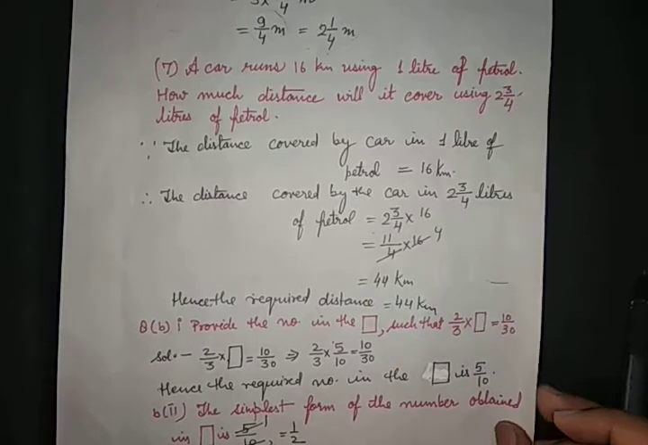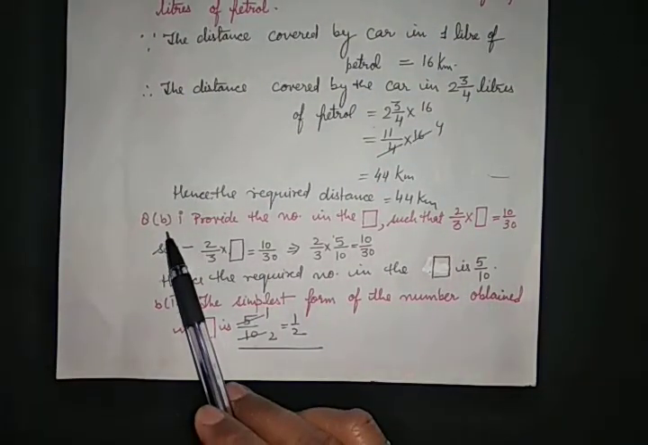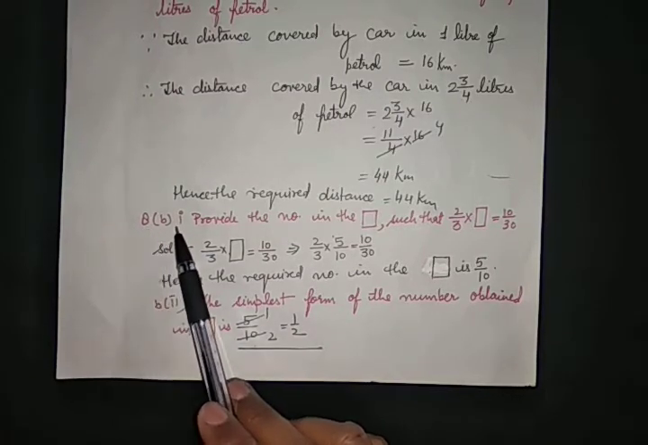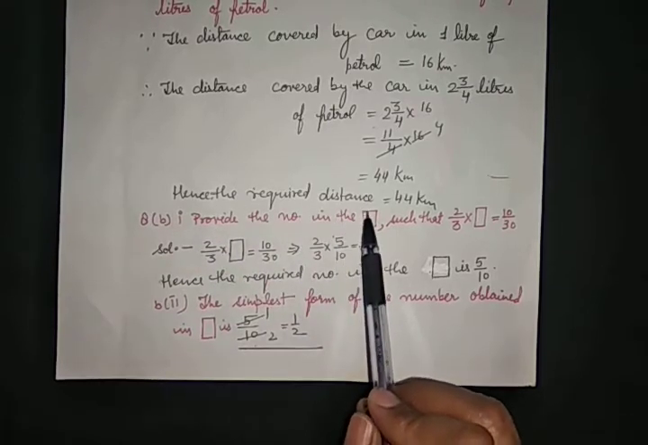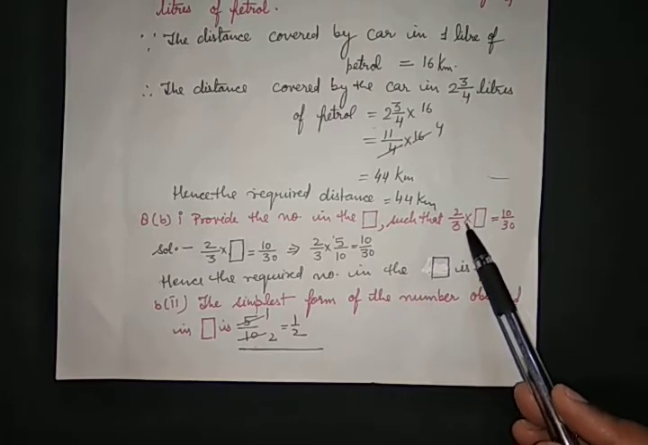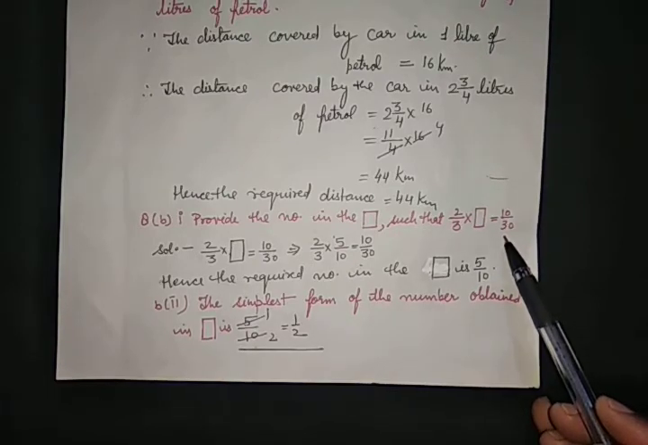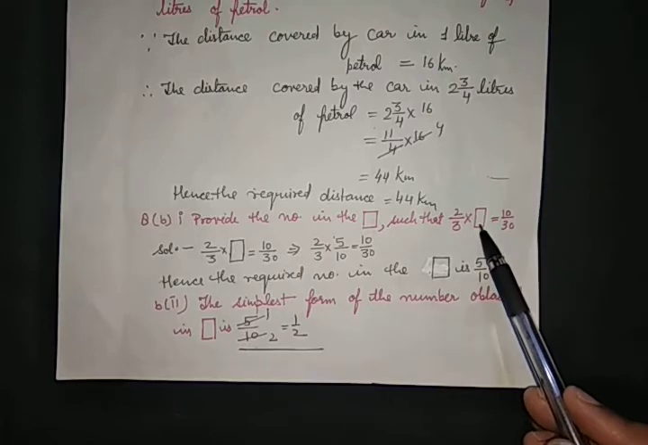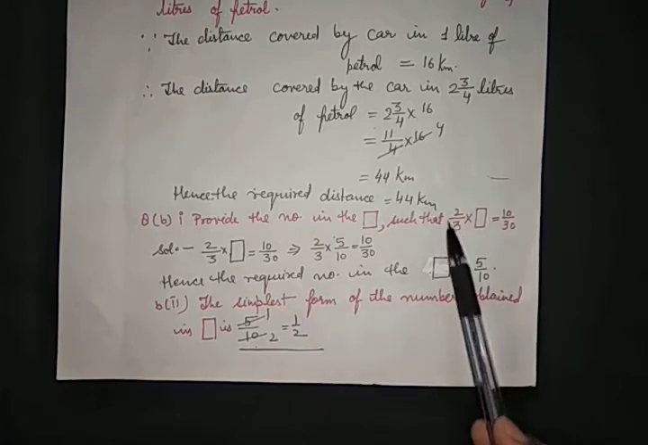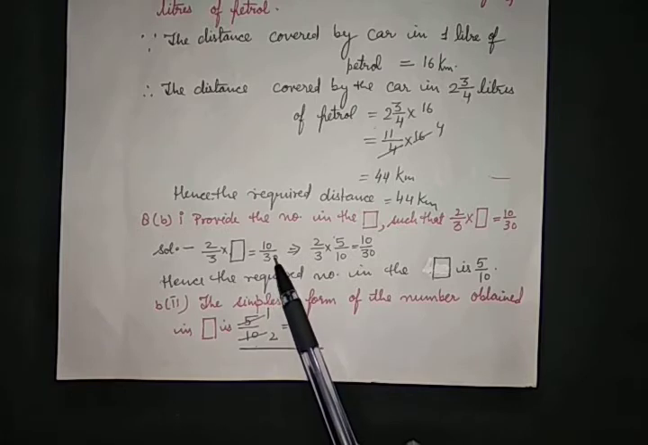Now see the B part, first part of question 8. The question is, provide the number in the box such that 2 upon 3 into this blank place is equal to 10 upon 30. Now we have to fill this box. To fill this box, we will write the given statement: 2 upon 3 into dash is equal to 10 upon 30.